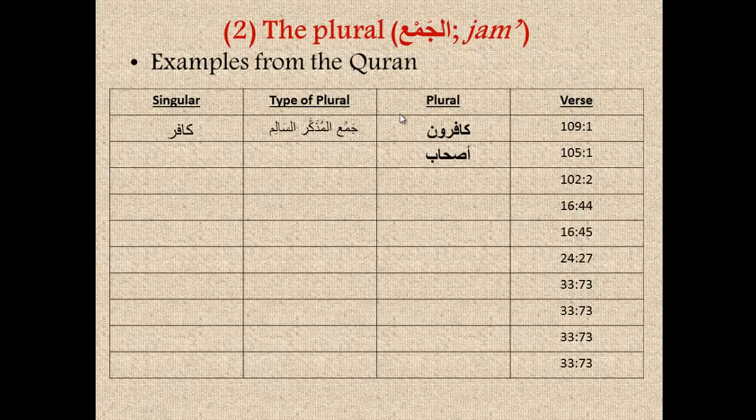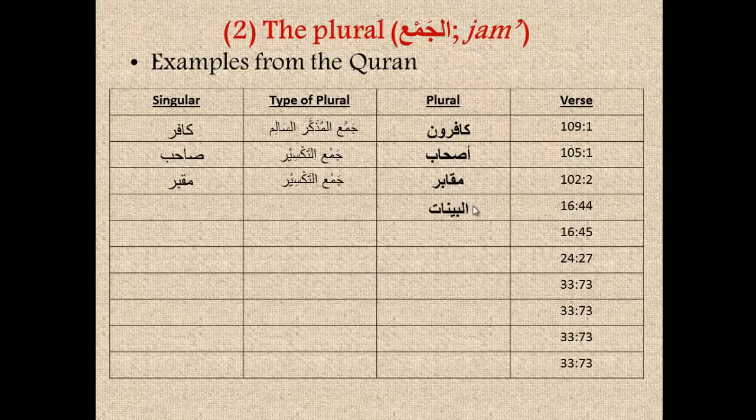In verse number 1 of surah number 105, Allah says, أَلَمْ تَرَ كَيْفَ فَعَلَ رَبُّكَ بِأَصْحَابِ الْفِيلِ. Ashab means companions. This is an example of a jam' taksir, a broken plural. The singular is sahib. In verse number 2 of surah number 102, At-Takathur, we have حَتَّى زُرْتُمُ الْمَقَابِرِ, maqabir, which means graves. This is again another example of a jam' taksir, a broken plural. The singular is maqbar.